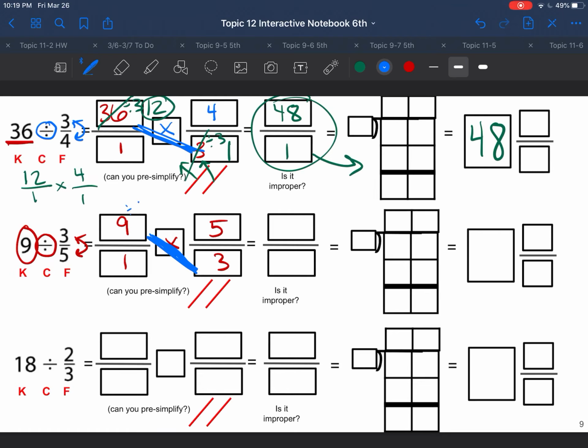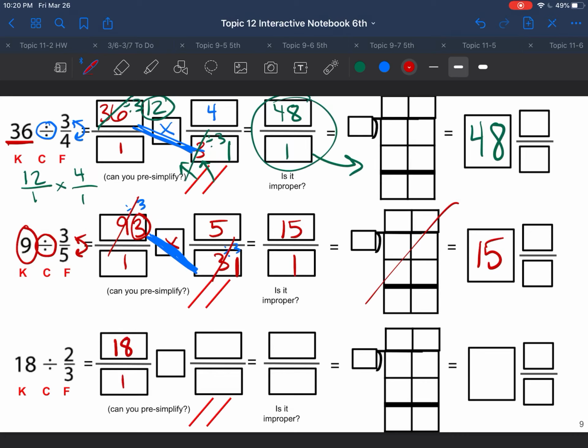So 9 divided by 3, bring one of those lines, cross it out. We get 3 instead. Okay. 3 divided by 3, draw one of those lines, cross it out. We get 1. So our new fraction is just 3 times 5, which is 15, over 1 times 1, which is 1. So our answer for that problem is just 15. Again, we didn't even have to do any long division. Okay, 15 wholes. And the last one, 18 divided by 2/3.